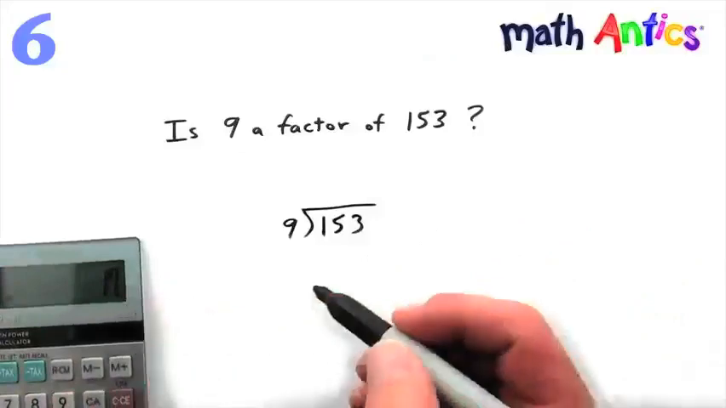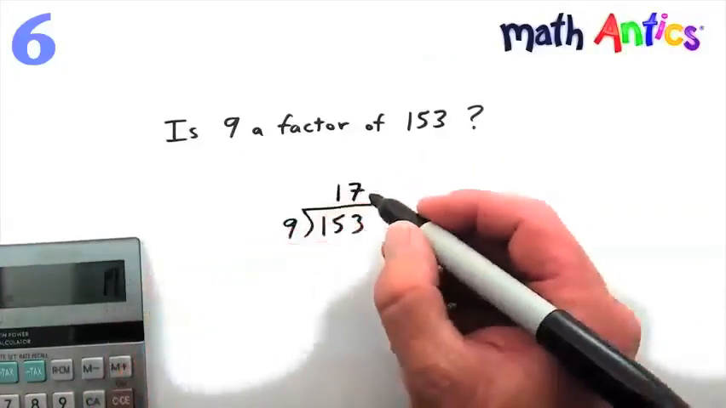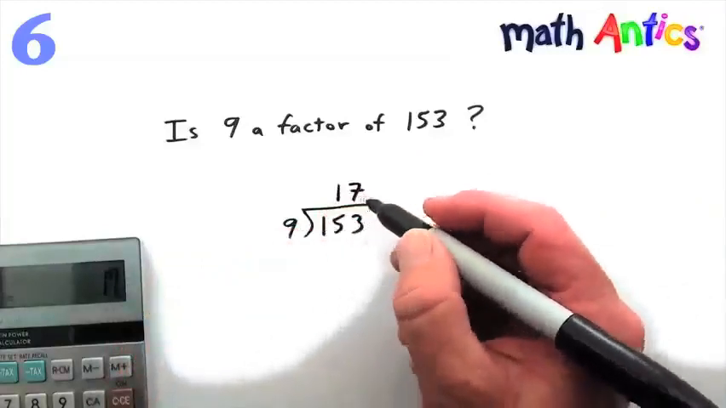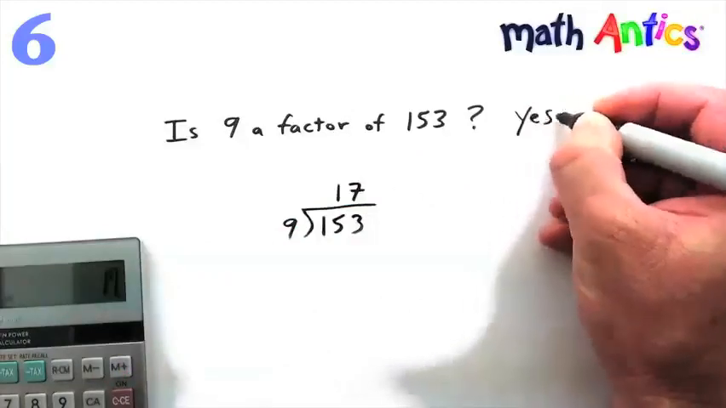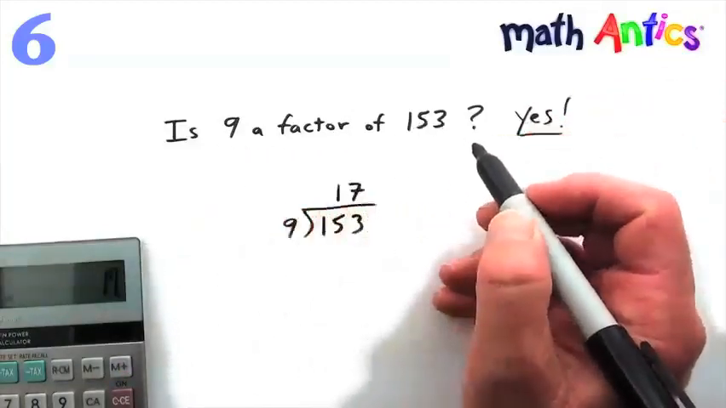We get 17 as our answer. And there's no decimal after that, so it did divide evenly. 9 went into 153 17 times. So yes, 9 is a factor of 153.